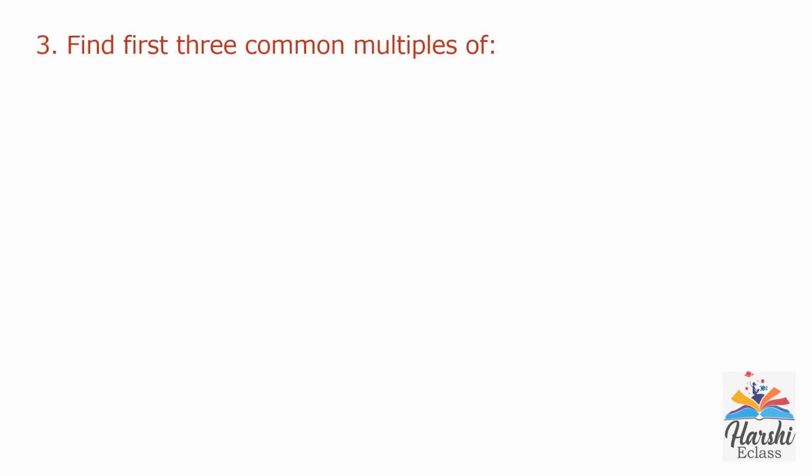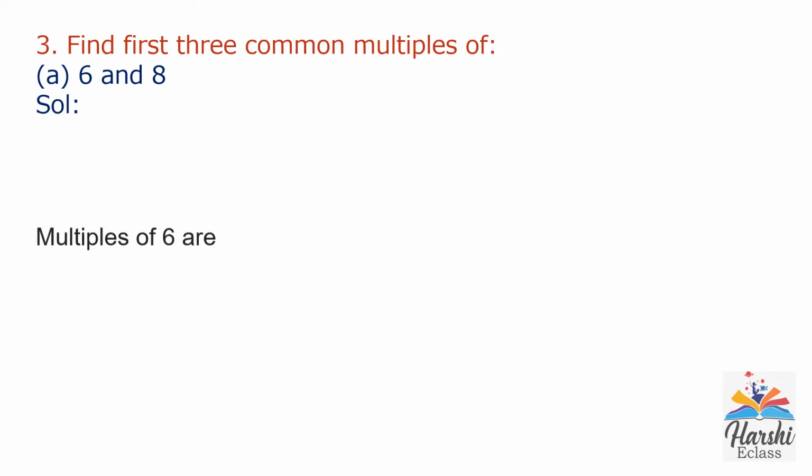Question number 3. Find three common multiples. Those are the first three common multiples of 6 and 8. Multiples are nothing but, here we need to write the table of the number 6 and then 8. Multiples are infinite. They are not going to end at 10. 6 tens are 60, but that is not the last multiple. Multiples are infinite. They are uncountable.